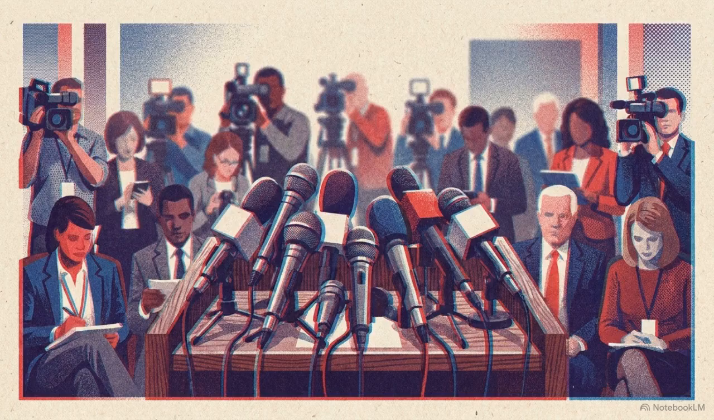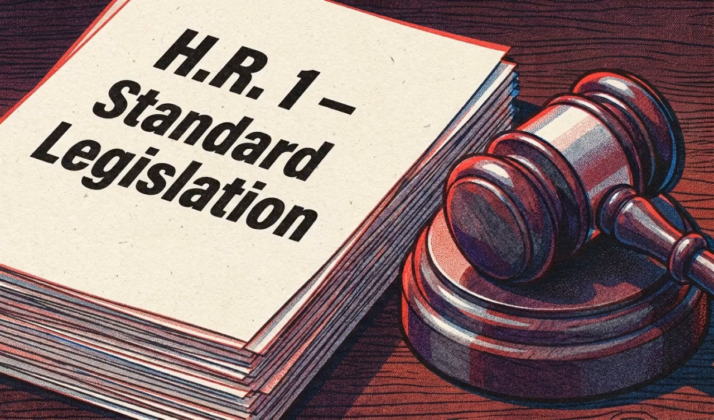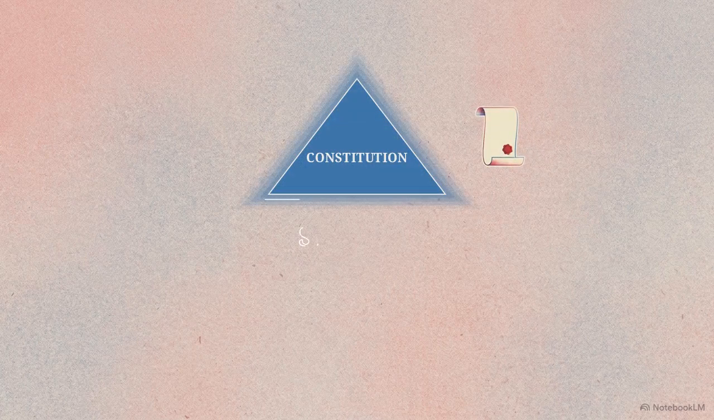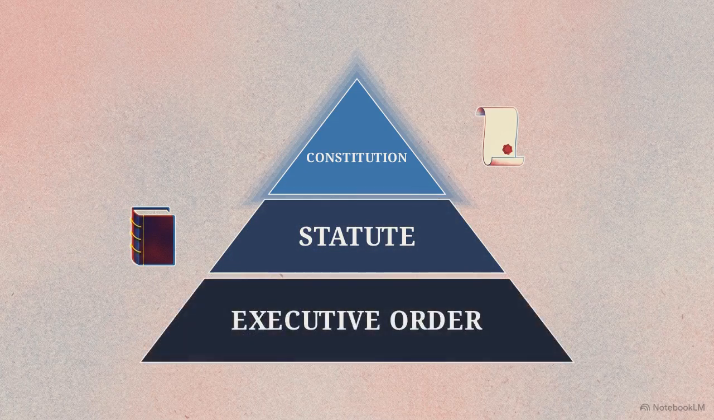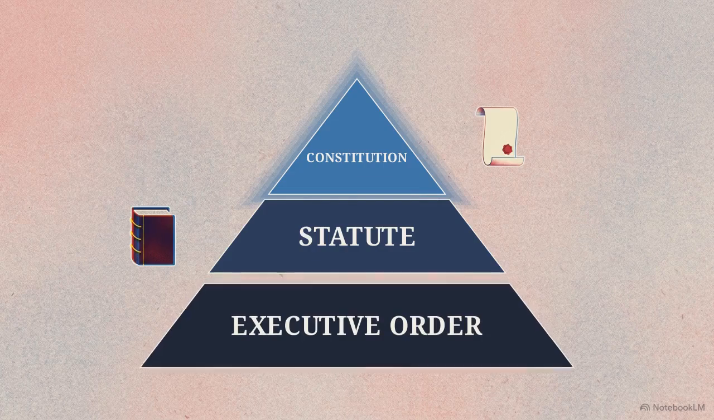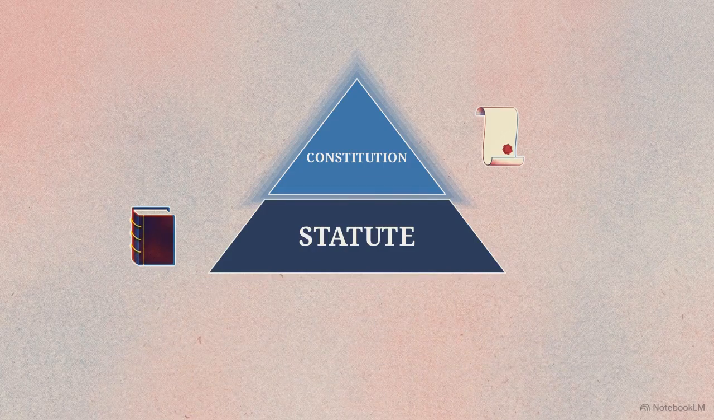Immediately following the decision, political figures claimed that Congress could resolve the issue by passing standard legislation to end birthright citizenship. This diagram illustrates the hierarchy of United States law. At the apex sits the Constitution. Below that are federal statutes passed by Congress. At the base are executive orders issued by the President. Executive Order 14160 failed because an action at the base of the pyramid cannot overwrite a federal statute.